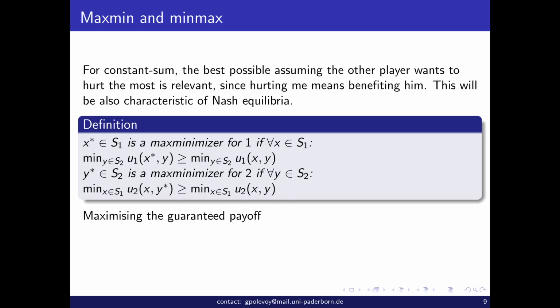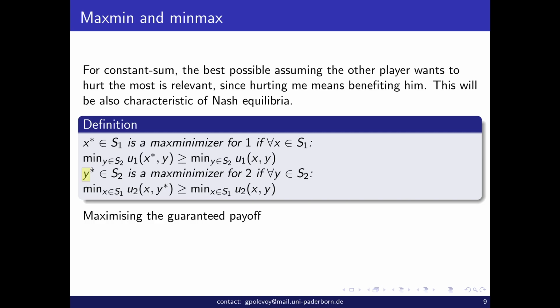So X star of S1 is a maxmin strategy for that player if the utility that it gives to player 1 is the best possible utility against the worst possible Y. So if you choose the worst possible Y, the best thing for you, for player 1, is to choose X star. So X star is a maximizer over the minimum over Y in S2.